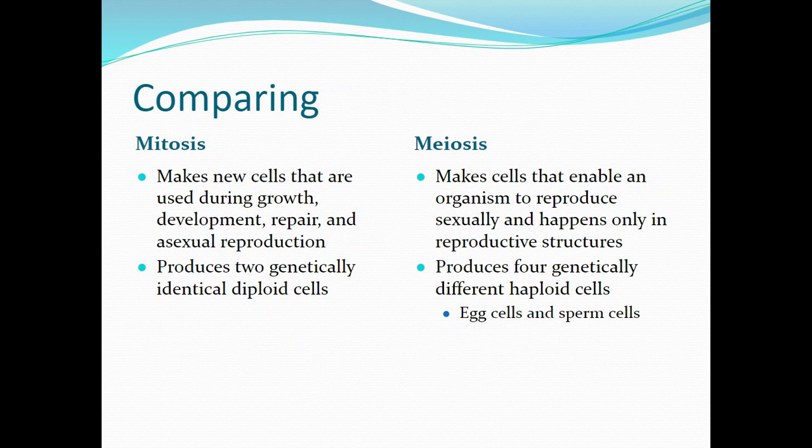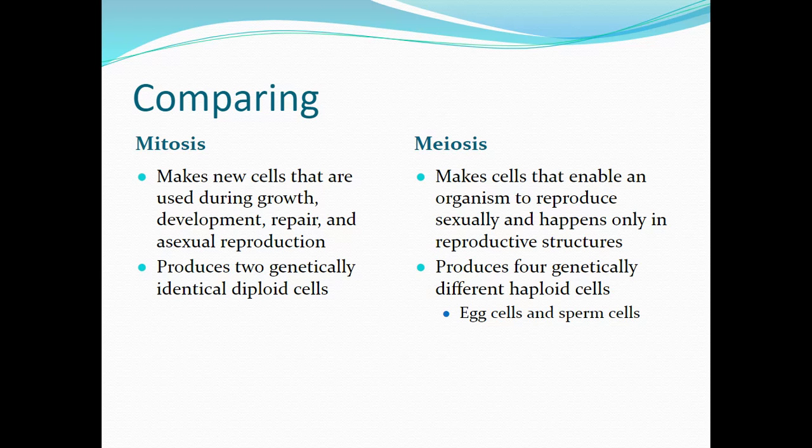So let's compare mitosis to meiosis. Mitosis is making new cells that are used during growth, repair, development, and asexual reproduction. By the way, in asexual reproduction, binary fission is the bacteria's way of going through mitosis, and for yeast, it would be budding. They produce genetically identical diploid cells. They are exactly the same as the parent cell. The 2 daughter cells are genetically 100% the exact same thing.